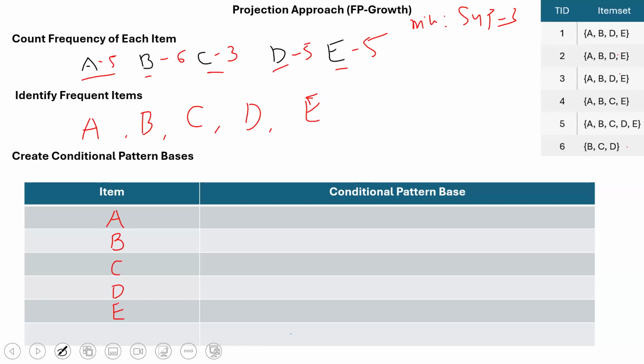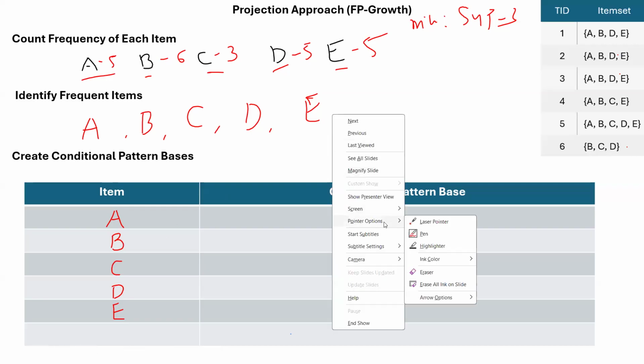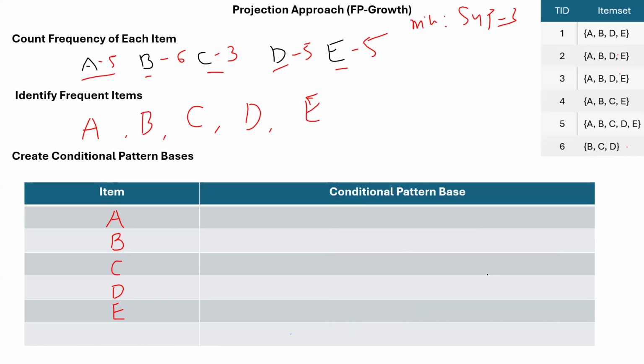Okay, now we have to construct the conditional pattern basis for these items. How we actually create those conditional pattern bases is something that you're going to see now. It's a two-step approach. So carefully observe how we calculate the conditional pattern base for A.